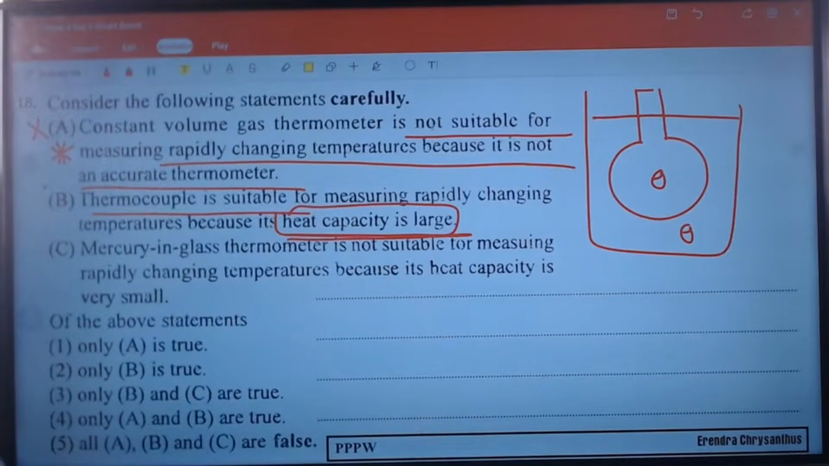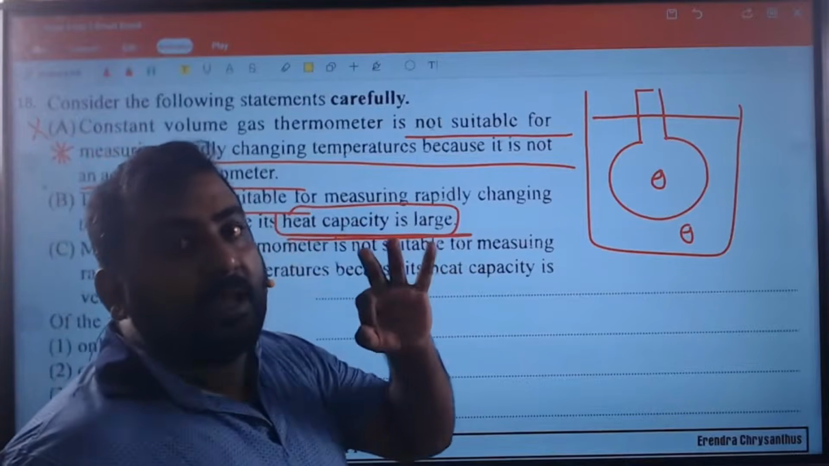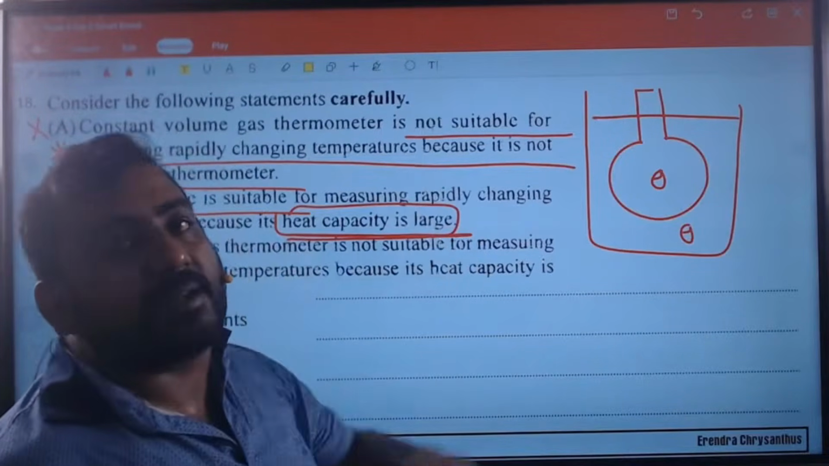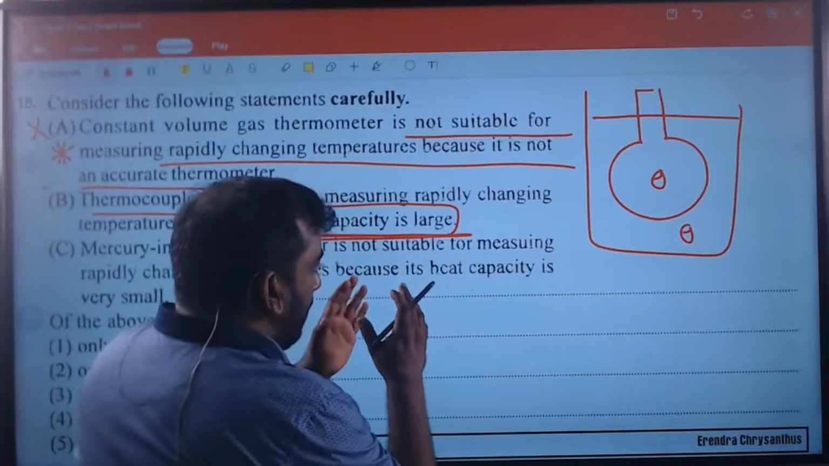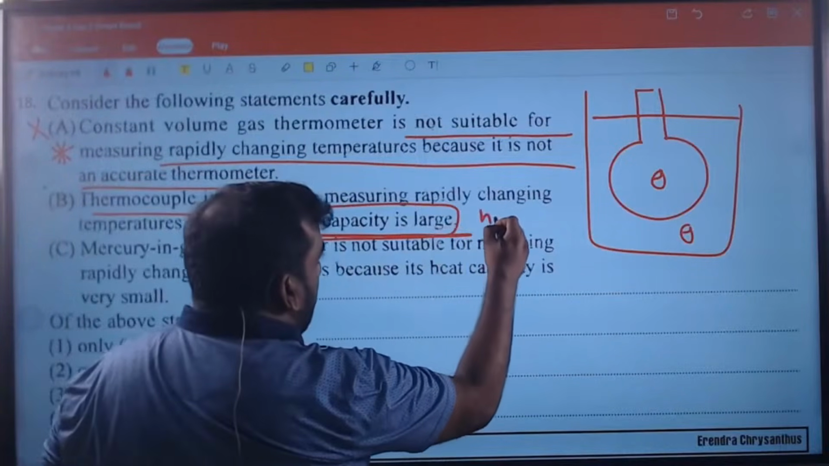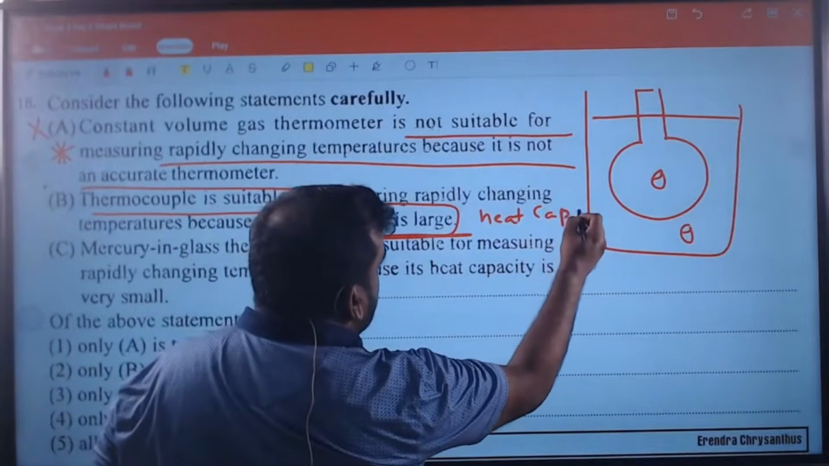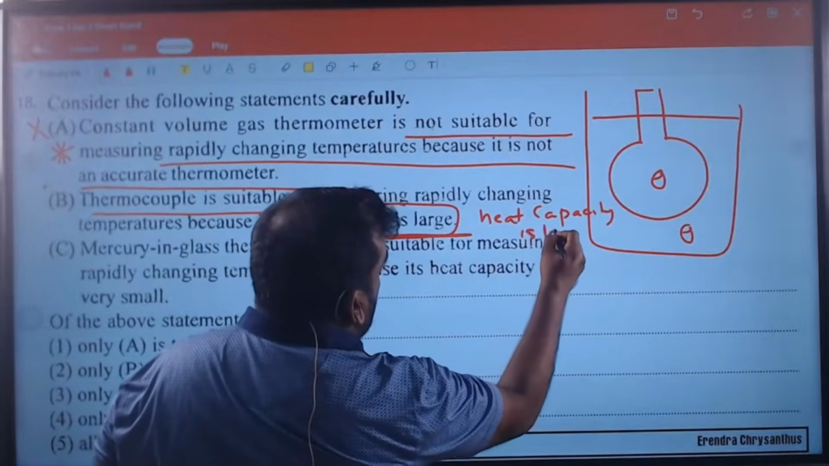So thermocouple is suitable to measure rapidly changing temperatures. Why? Because point temperatures can be quickly measured. A thermocouple is suitable to measure rapidly changing temperatures because point temperatures can be easily measured and the heat capacity of the metal is low.